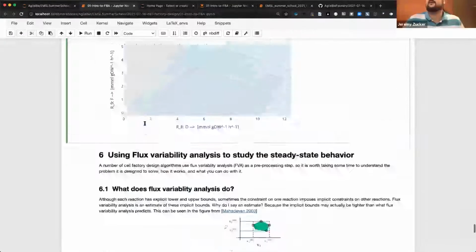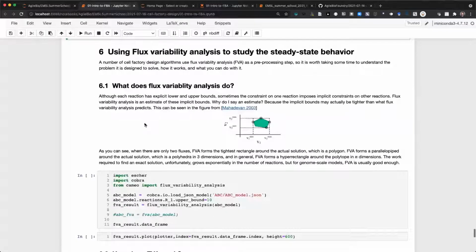All right, so let's talk about flux variability analysis. And I'll actually get to Arvin's question as a result of that. A number of cell factory design algorithms use flux variability analysis as a pre-processing step. So it's worth taking some time to understand the problem it's designed to solve, how it works, and what you can do with it. Let's first talk about what flux variability analysis does, and then how it's actually implemented.